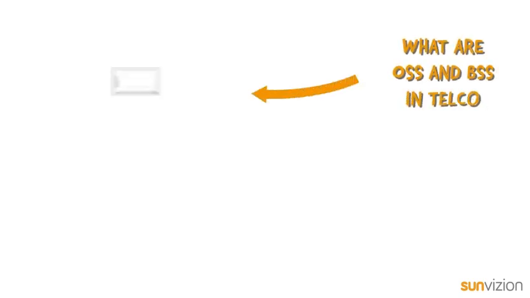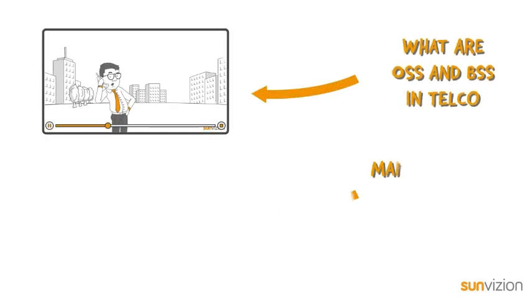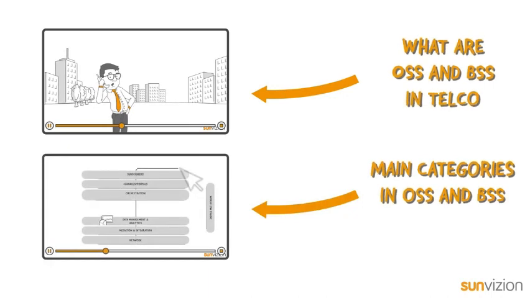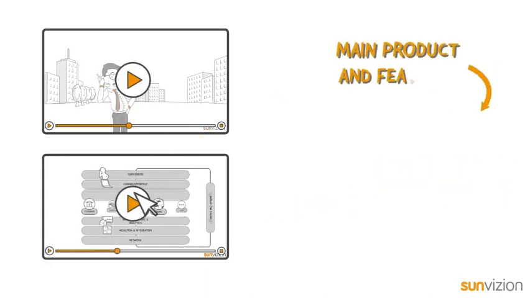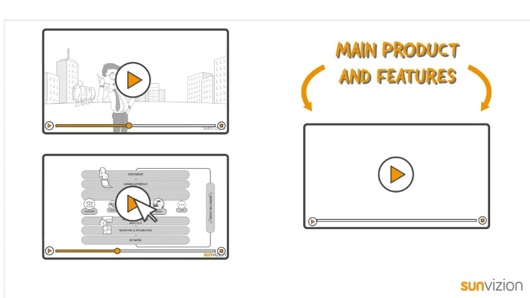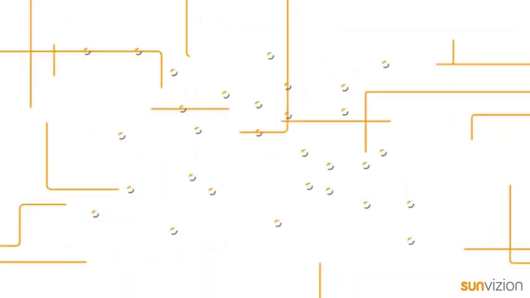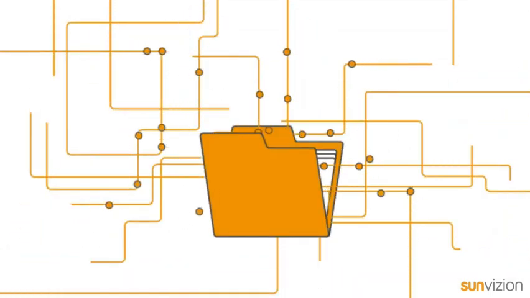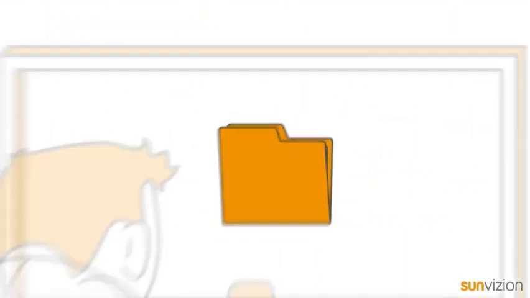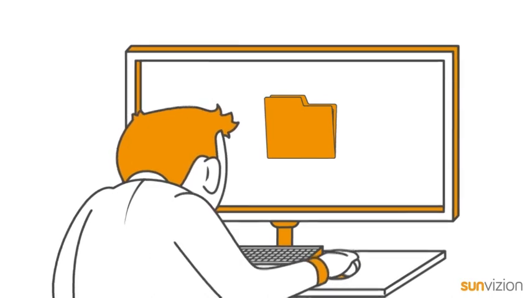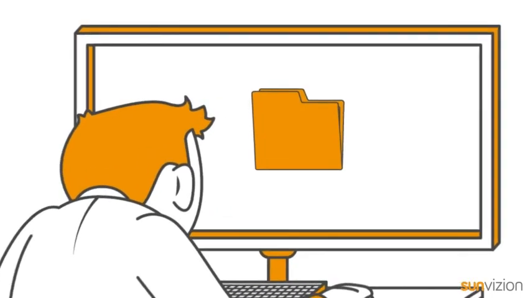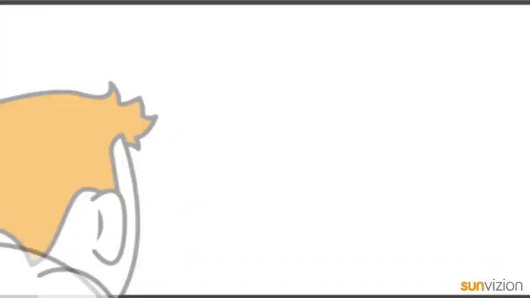In previous videos, we've introduced what OSS and BSS are and what categories they comprise of. In this video and a series of videos that follow, we'll help to describe some of the main products and features for you. This video provides a simplified introduction to network inventory. We've chosen to start with network inventory because it is central to the operation of most OSS and BSS functions.